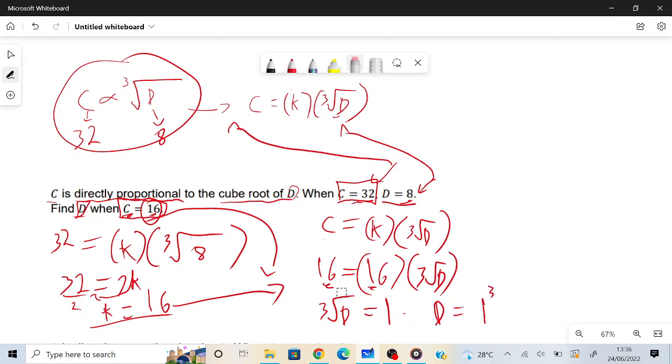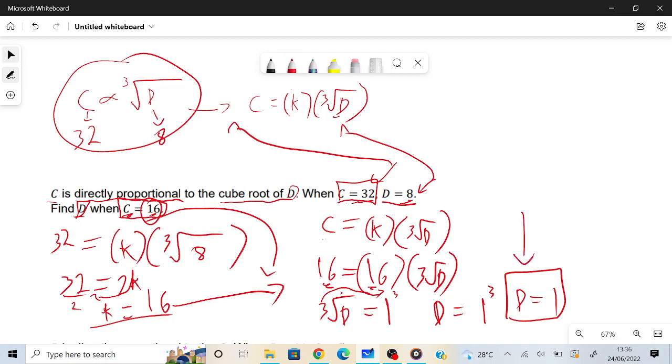Why 1 to the power of 3? Because if you take this cube root to the other side, it becomes to the power of 3. Similarly, if it was the fourth root, it would become 1 to the power of 4. And we know that 1 to the power of 3 is nothing but 1. So this is your answer for the first question, that your d is 1 when your c is 16.